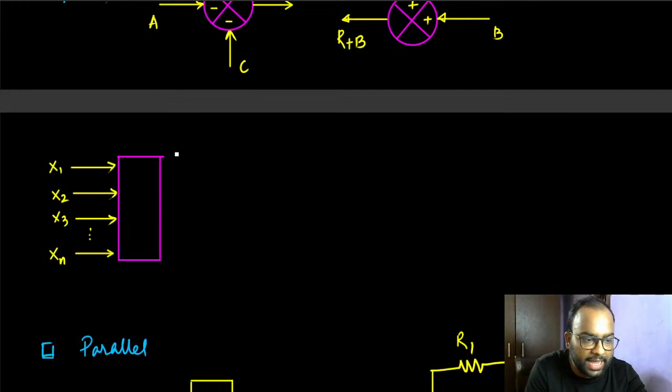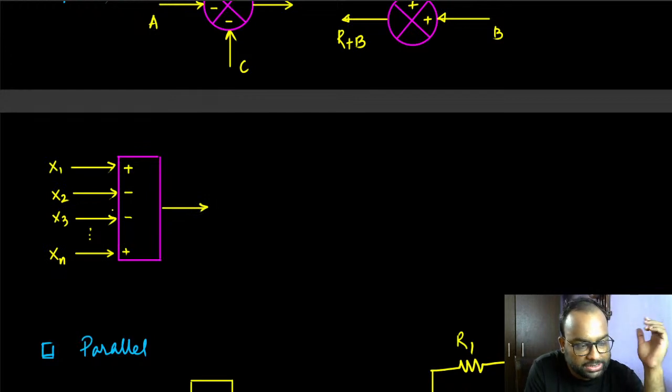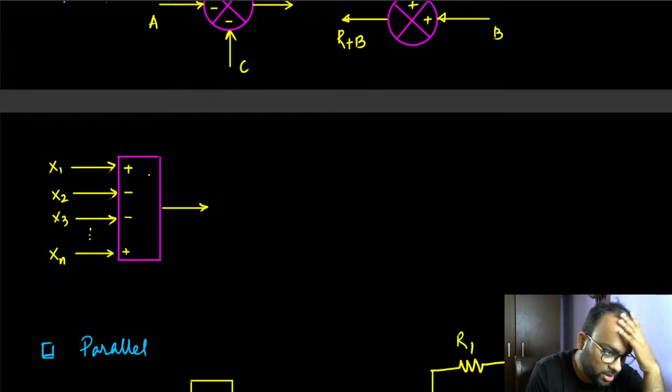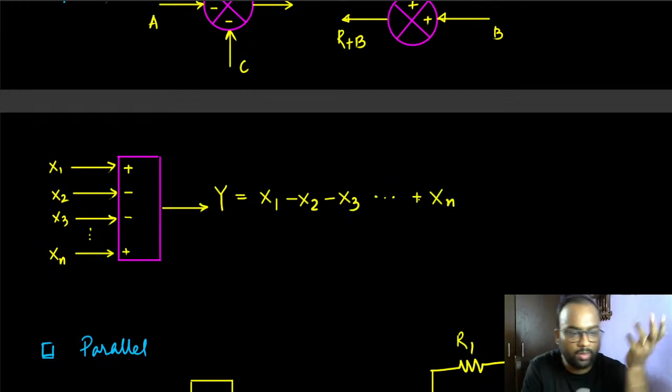So this is again another summing block, using the generalized context here. Say this one is plus, this one is minus, this one is also minus, and the last one is plus. This is just a convention. These symbols give you that particular notation. The output here, let's call it y, is going to be x1 minus x2 minus x3, and so on, and then ultimately plus xn.